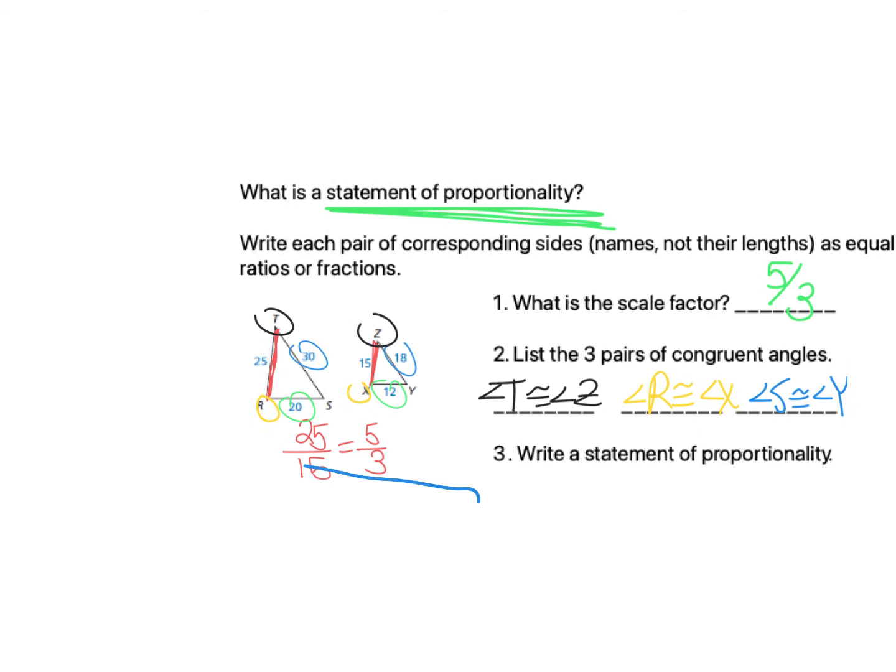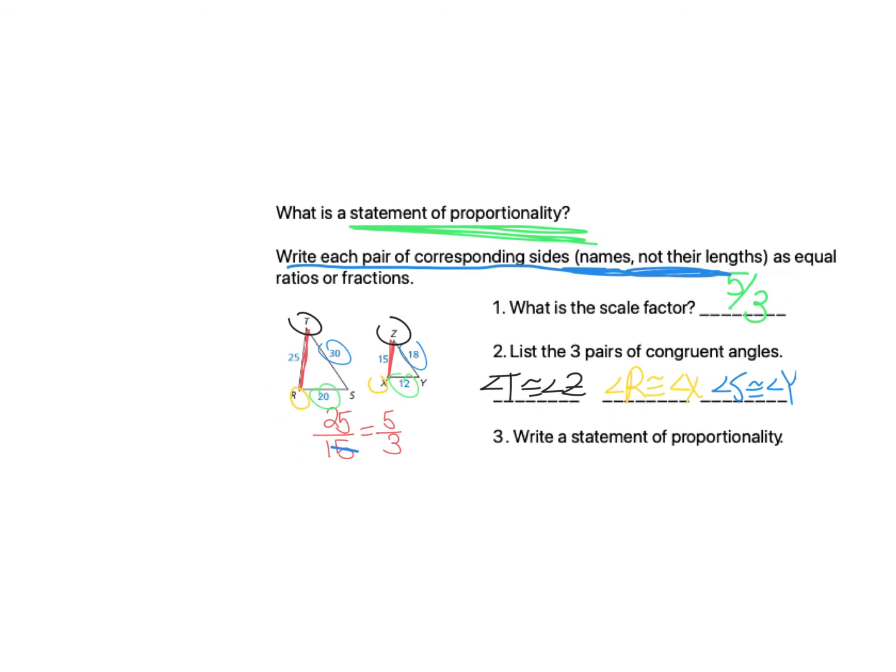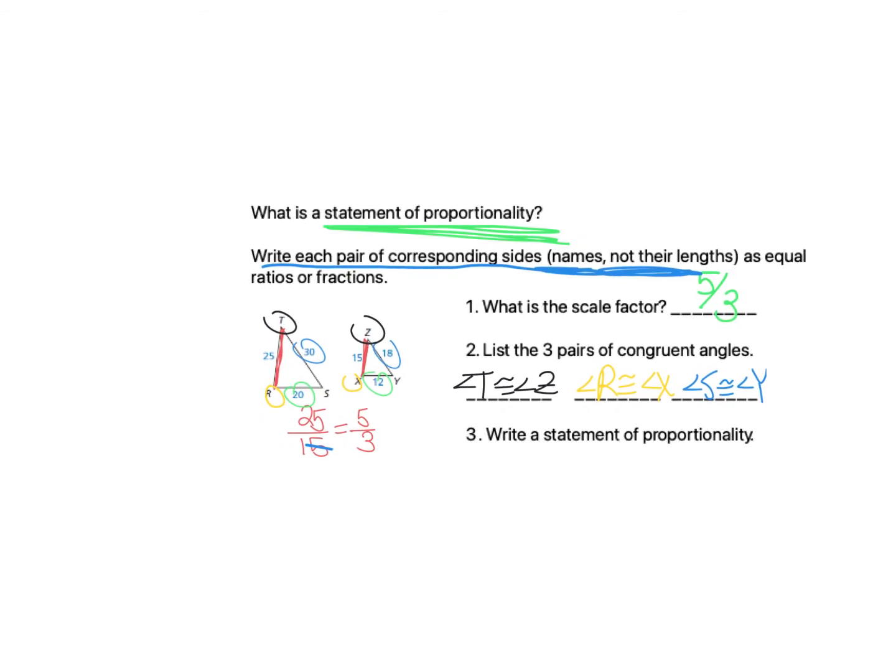Okay, so now a statement of proportionality, you have to be a little bit careful with. A statement of proportionality is where you write each pair of corresponding sides, their names, not their lengths, as equal ratios or as fractions. So it's going to be a series of 3 fractions that are equal to each other. We're going to have one fraction equal to a second fraction equal to a third fraction, and it is going to be segment names, not their values.